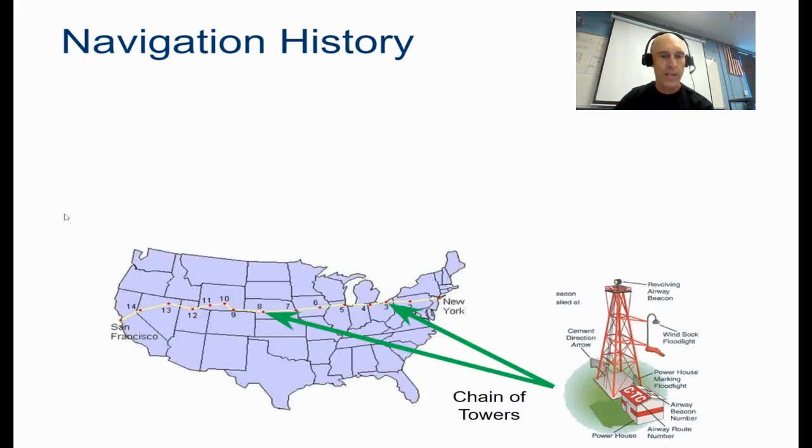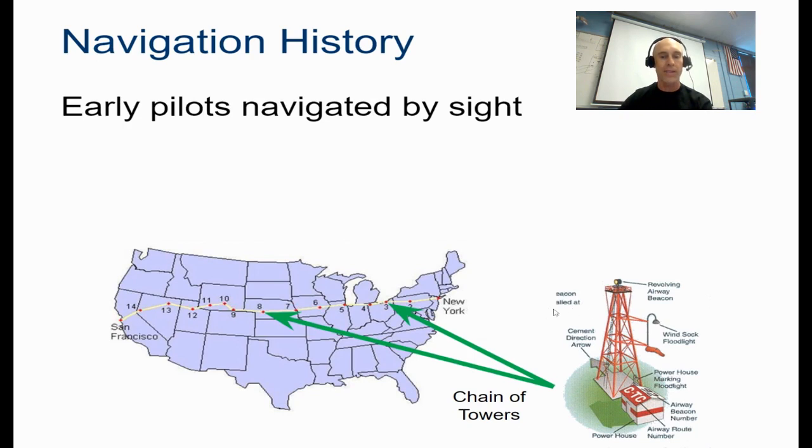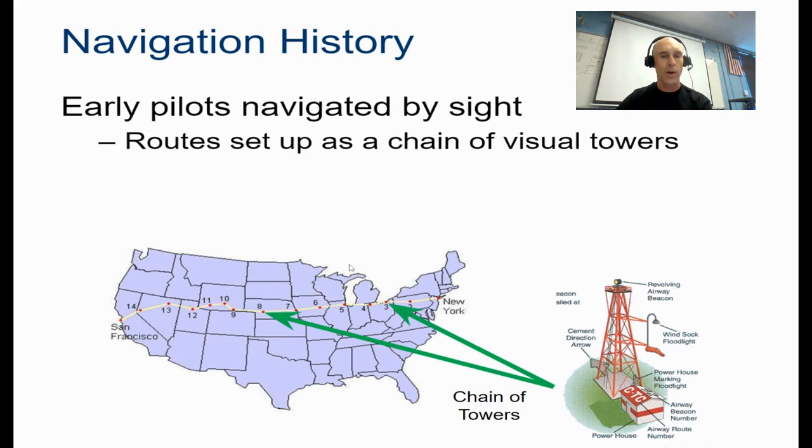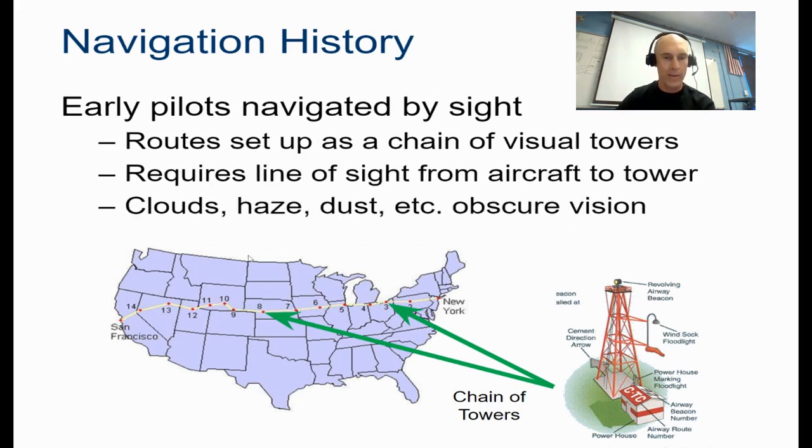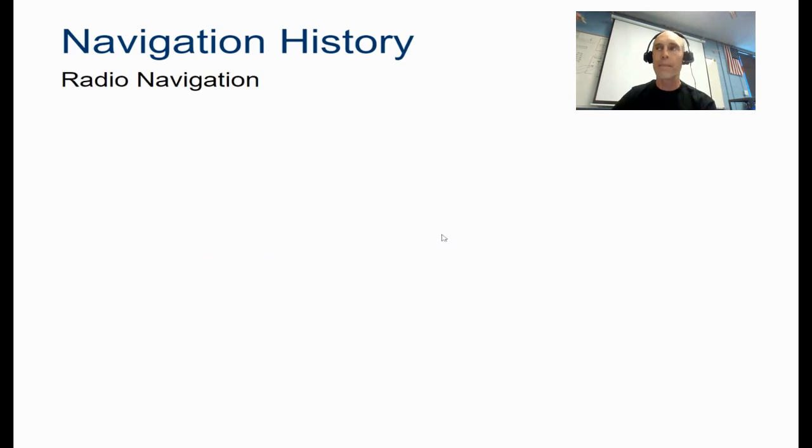Back before they had more modern tools, we had these things called towers that would give beacons that would allow aircraft to travel from point to point, and they would navigate by sight using these little revolving airway beacons, and then they could travel from coast to coast. They had routes set up using these towers, and it was basically line of sight from tower to tower. But then you'd have clouds and dust and haze and things that would obscure vision, so they needed a lot more cutting edge radio navigation. And so now we have that.